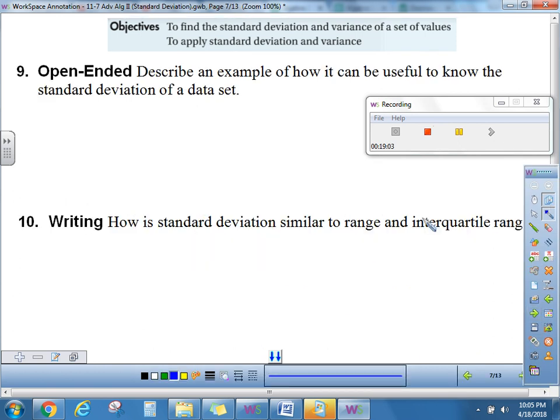So how are they similar? How are they different? We use them to compare different sets of data, but they're different because range and interquartile range are measures of variation, just like standard deviation. Mean, median, and mode tell us how close together our data is. Standard deviation and range and interquartile range tell us how spread out that data is. So that's how they're similar. They all three talk about spread.